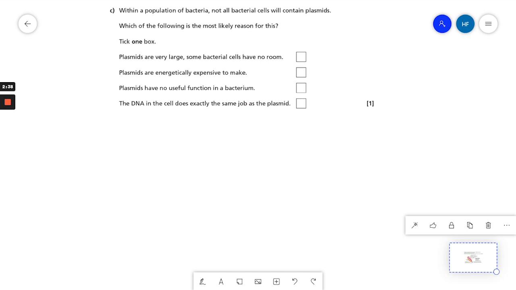Now, I'm going to admit at this point, I don't actually know if this is true, but based on my knowledge and understanding of plasmids, I think that it's quite possible that this could be an explanation for why some bacteria don't have plasmids.